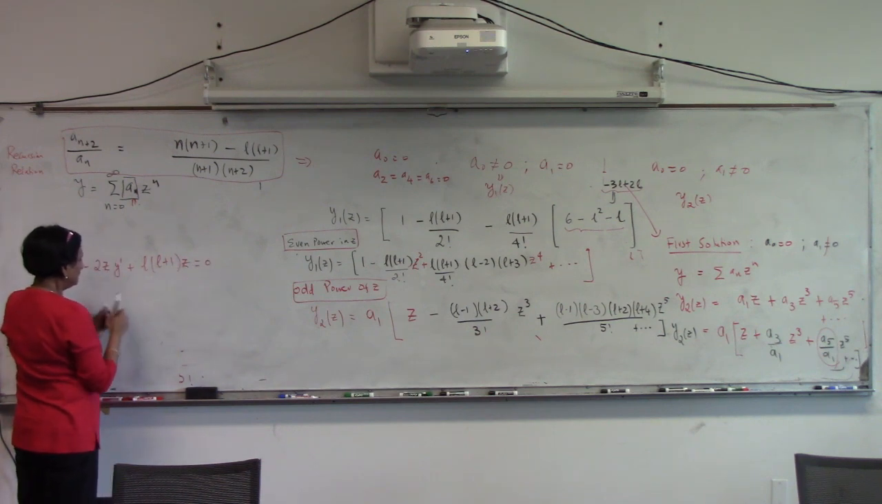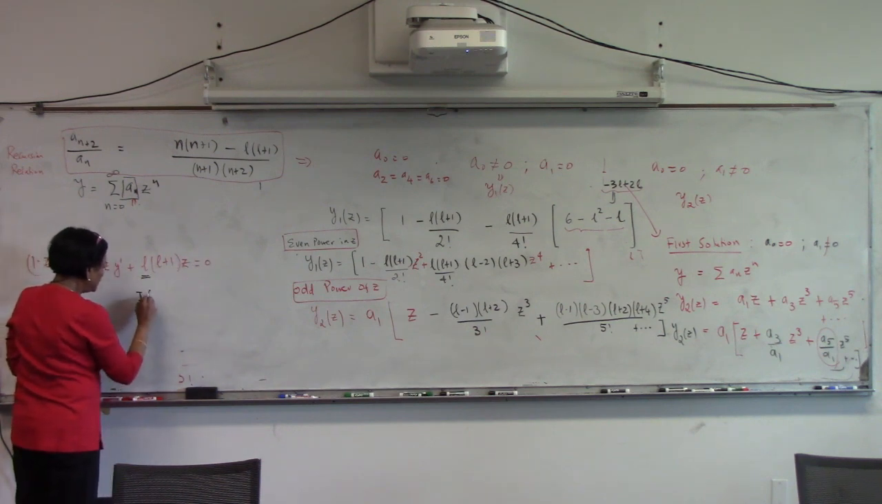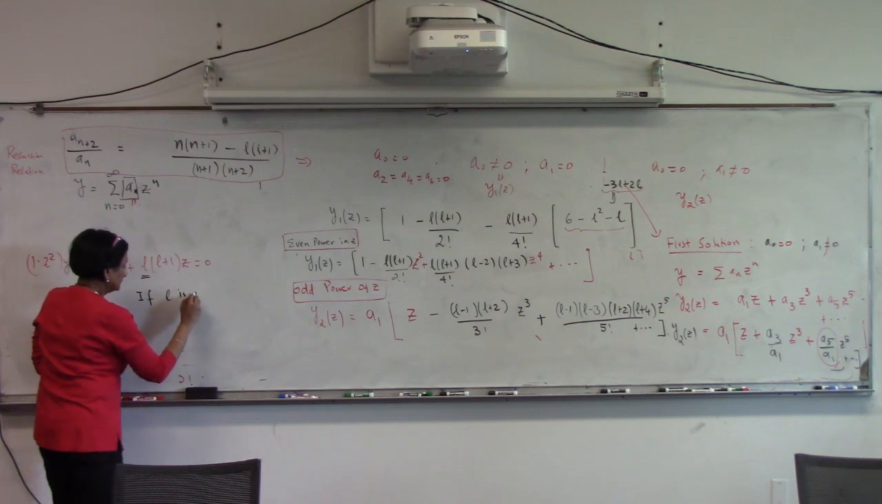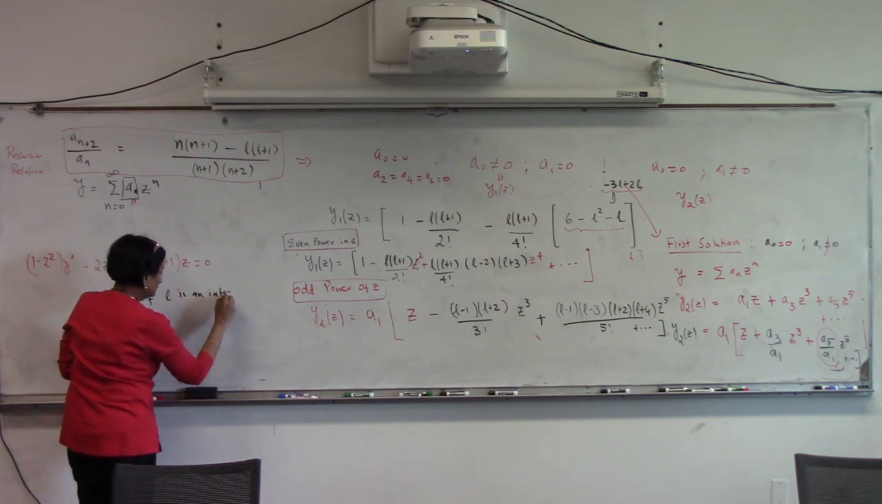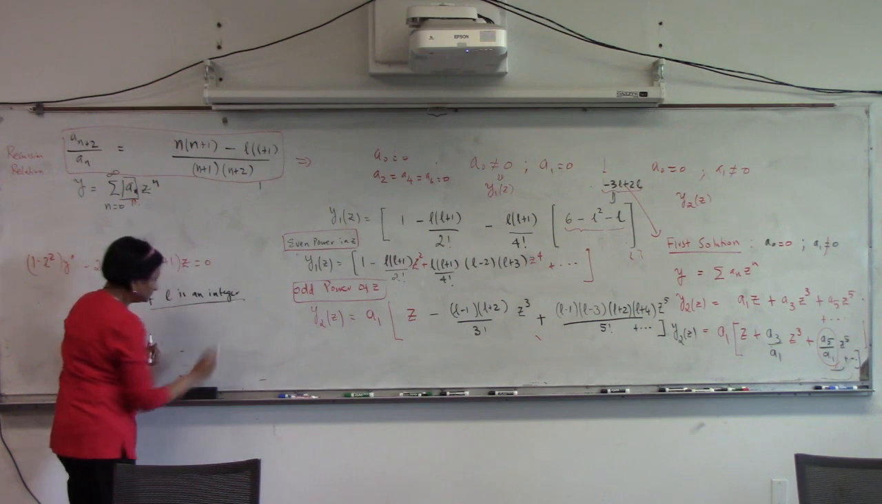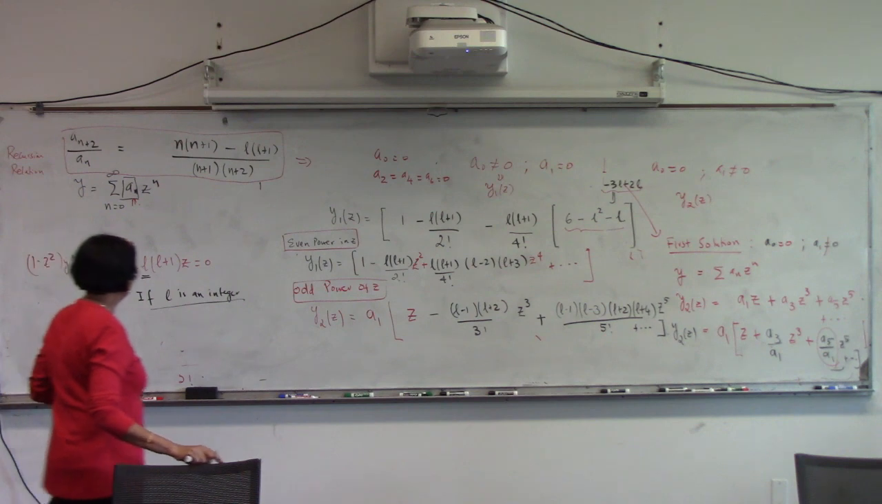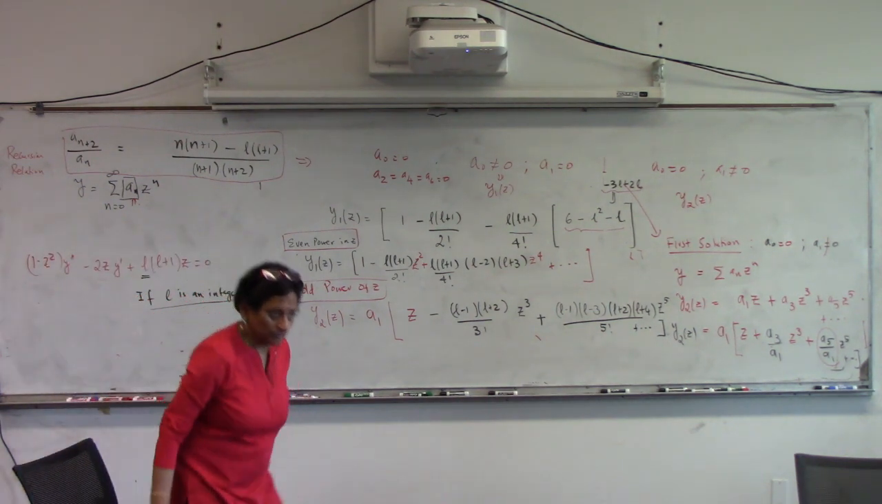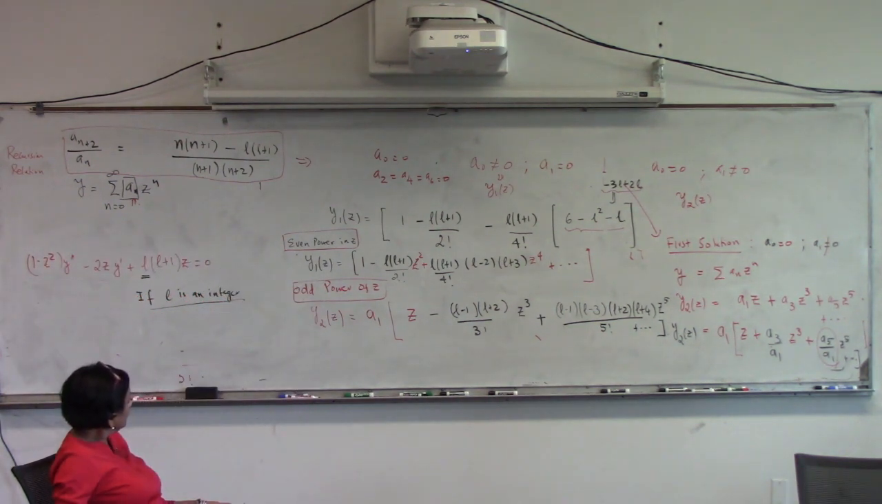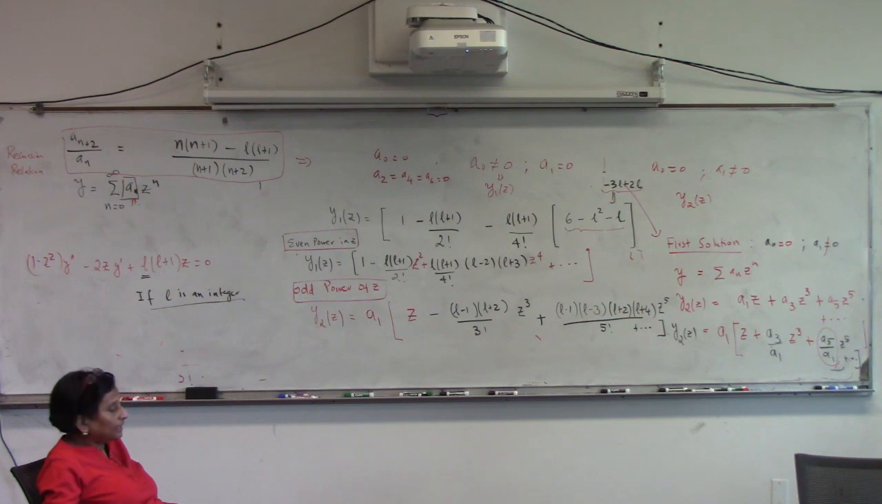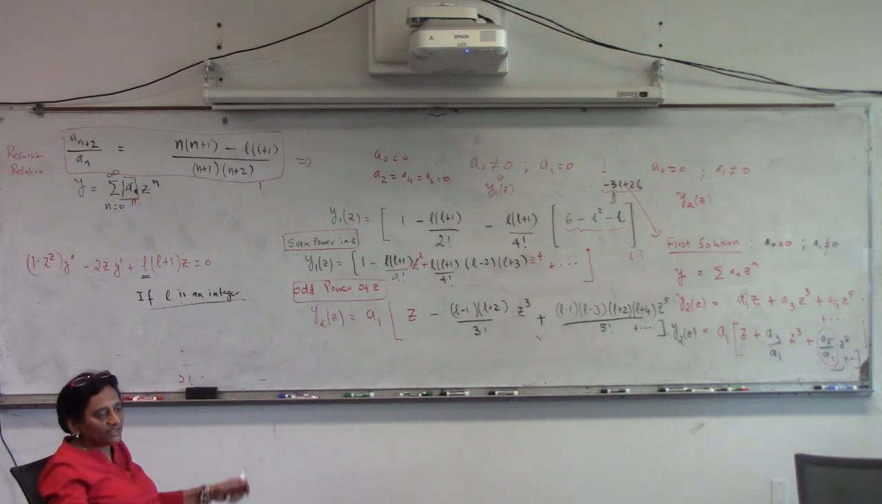If L is an integer, what happens? What happens to the recursion coefficient? What happens to the series? Let's start with L equal to 0. Let's even say, simplest case. What happens when L equal to 0?